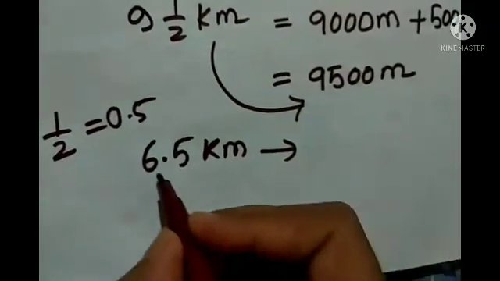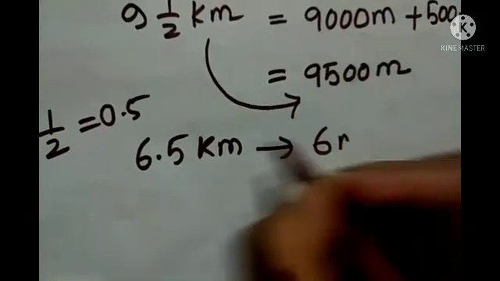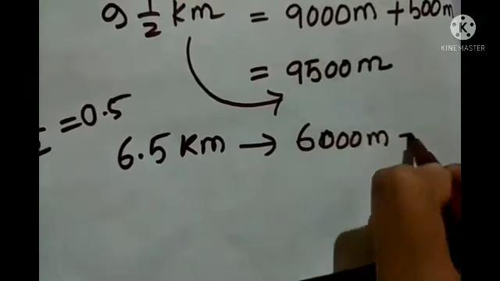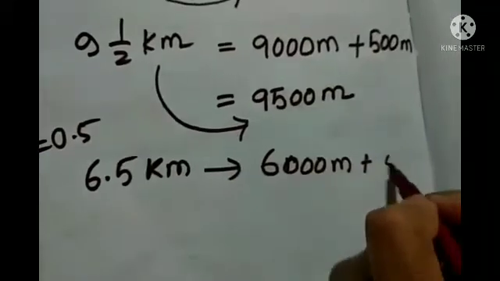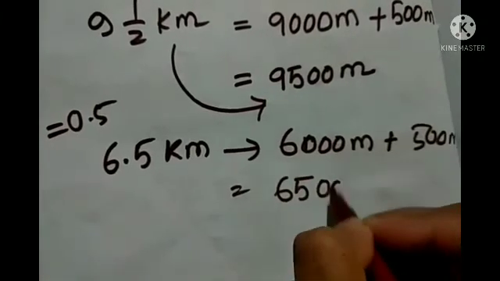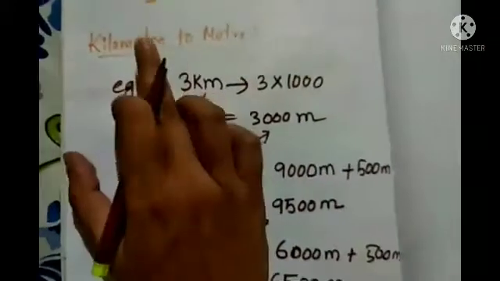So here in place of 0, 6 is there, so 6 into 1000, so it will be 6000 meter, and 0.5 kilometer means what? 500 meter. So the answer will be 6500 meter. So students, in this way you have to convert kilometer to meter.